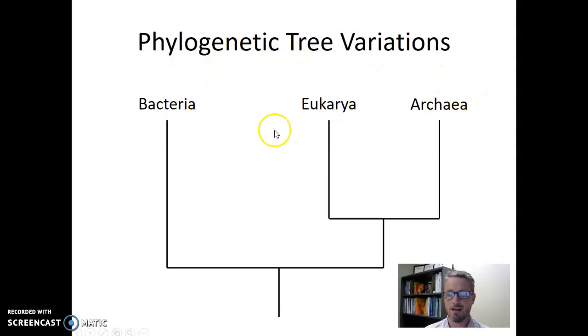So the order of these names doesn't tell me anything. Remember, it's the branch points in the tree that tell me something. And so I've switched the position of eukarya and archaea, but there's still just one branch point in between these two organisms. That's just like the past two trees. And if we think about the archaea to bacteria relationship, there are still 1, 2 branch points connecting them. That's just like the previous two trees.